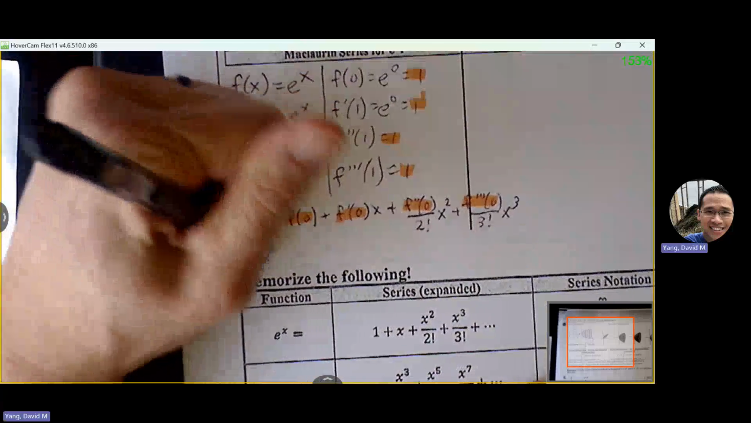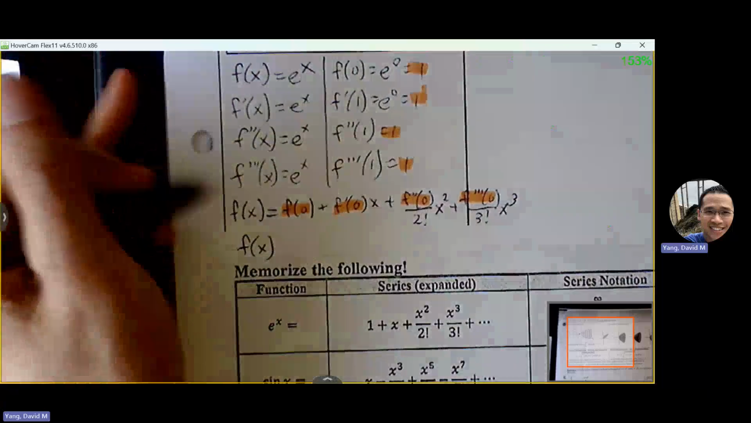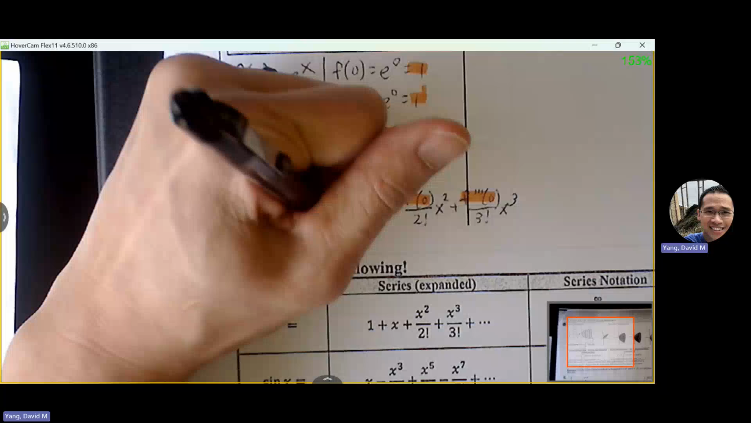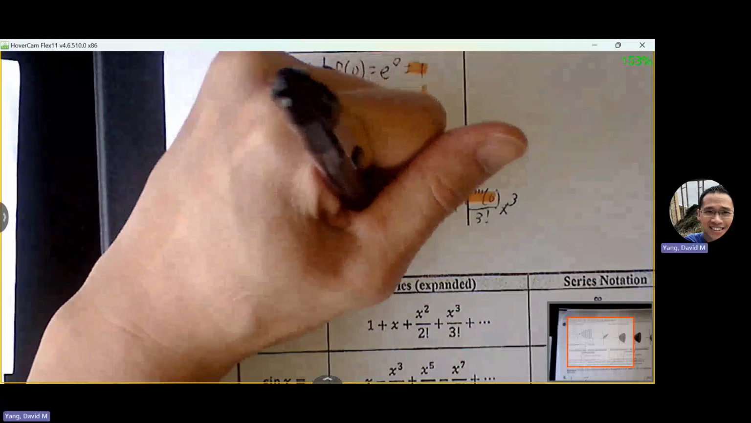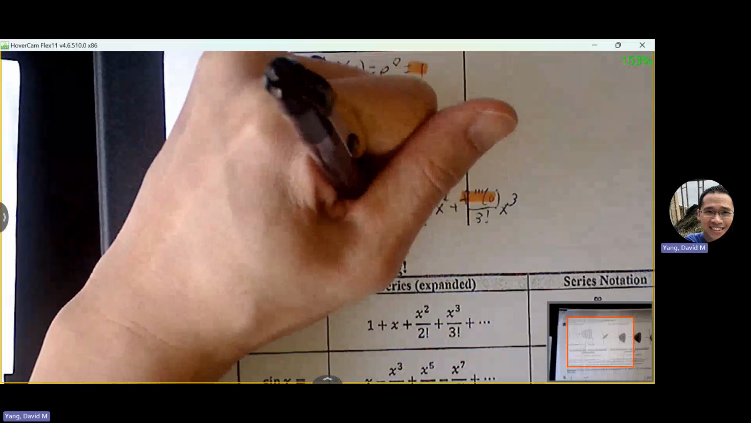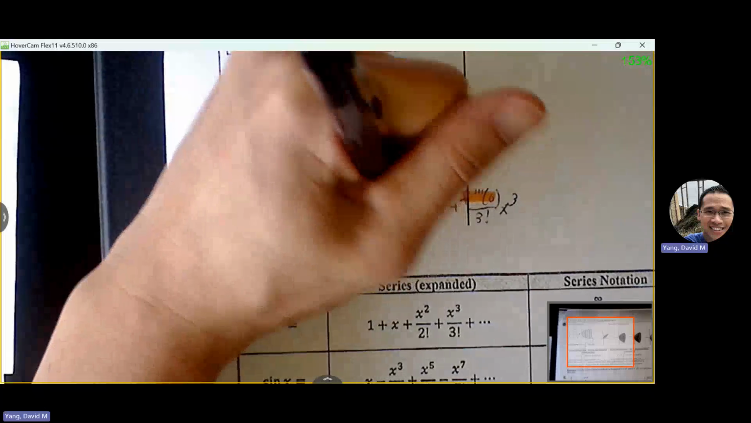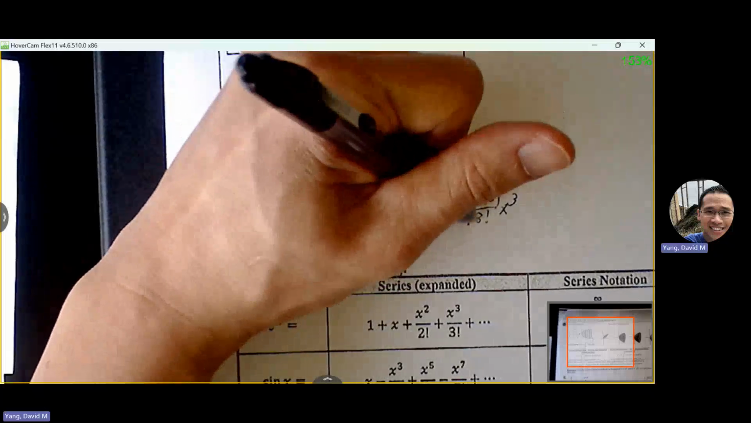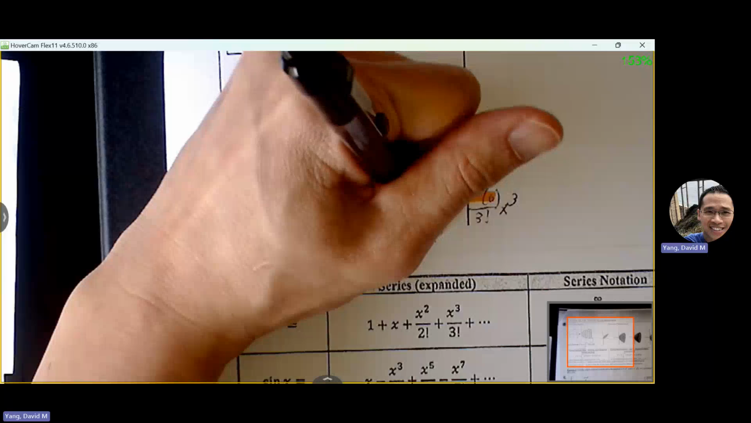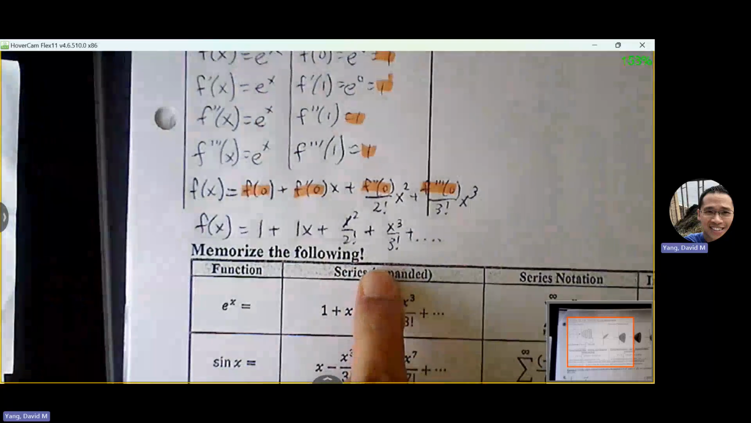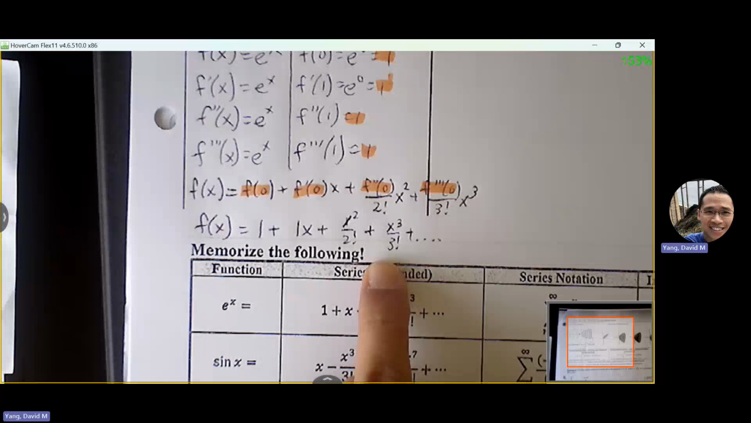So the polynomial version of e to the x is just 1 plus 1x plus 1 over 2 x squared, or x squared over 2 factorial, plus 1 over 3 factorial times x cubed, or x cubed over 3 factorial. And you can kind of see the pattern build out. Yes.